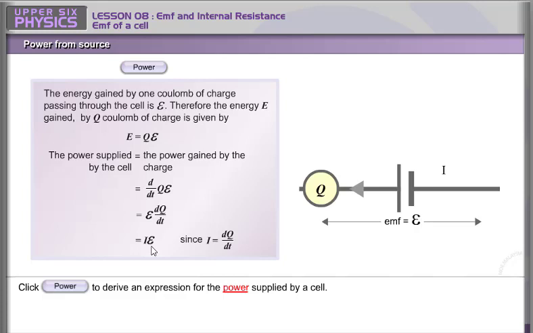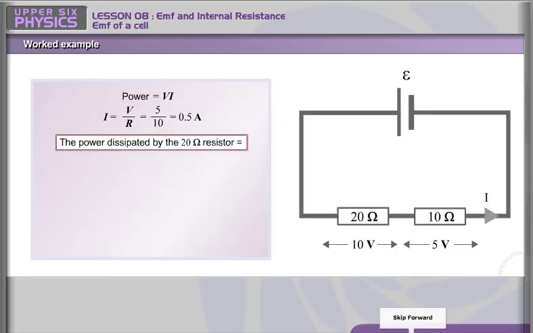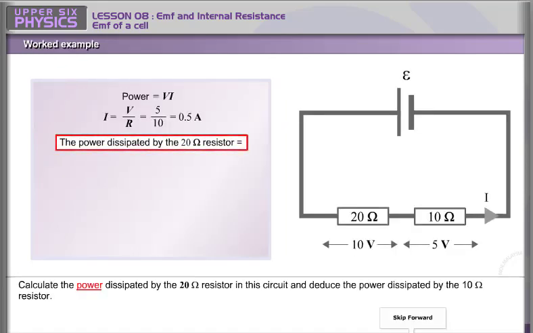I assume you understand. I assume you are listening. I can only hear one or two voices. Others are very quiet. Here is one example. Calculate the power dissipated by the 20 ohm resistor in this circuit. Then deduce the power dissipated by the 10 ohm resistor.